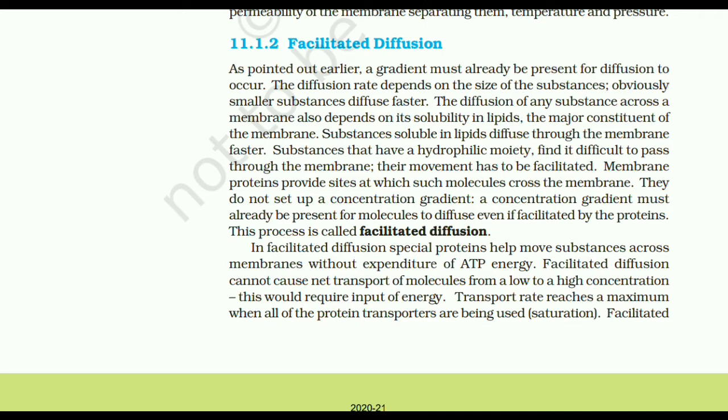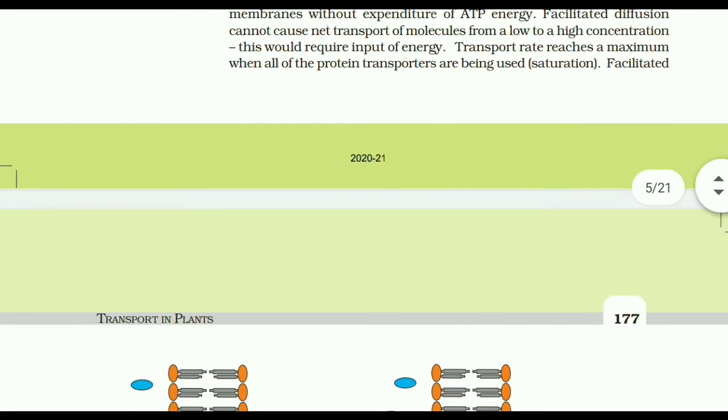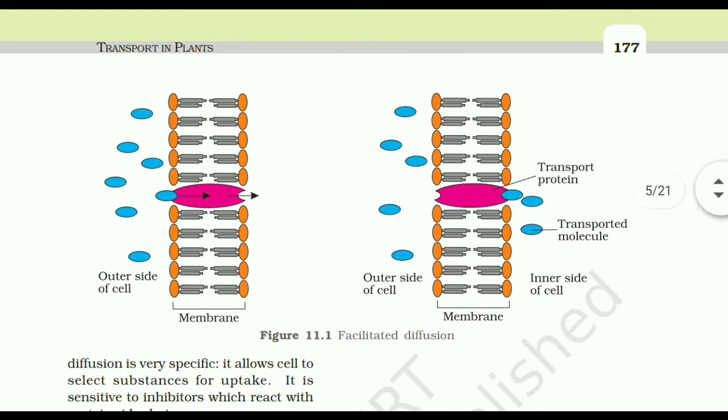Transport rate reaches a maximum when all of the protein transporters are being used. Facilitated diffusion is very specific. It allows the cell to select substances for uptake.